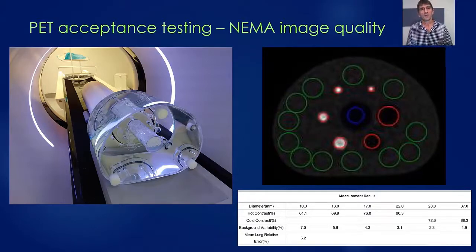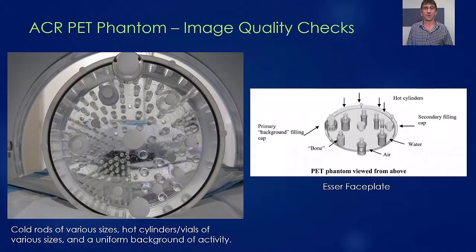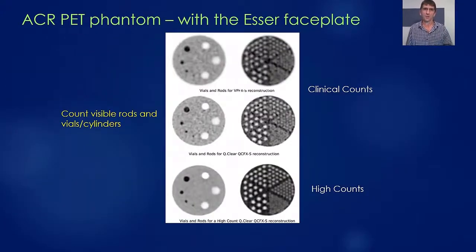On a routine basis, I like to run as well, the ACR PET phantom, and this is where you take the JZAC phantom or the ACR normal SPECT image quality phantom, and you remove the sphere section and you put in this thing called the ESA faceplate. When you scan the phantom, it looks like this. It's got cold cylinders and hot cylinders, and you should be able to see a certain number of cylinders as part of the criteria for the ACR program, a certain number of rods within it for their clinical counting, but also I do like to scan it for a high number of counts.